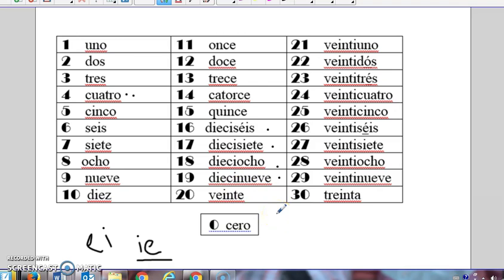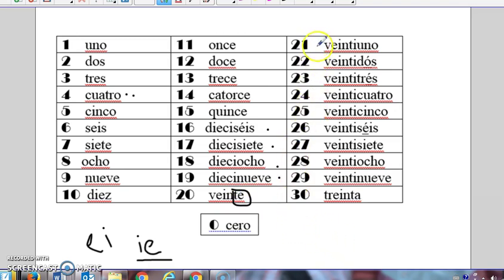Repitan 20, veinte. Also, you can say veinte with a B or V, however you prefer. I think I normally do a B here for some reason. Veinte. It ends in T-E. That's pronounced te. Veinte.